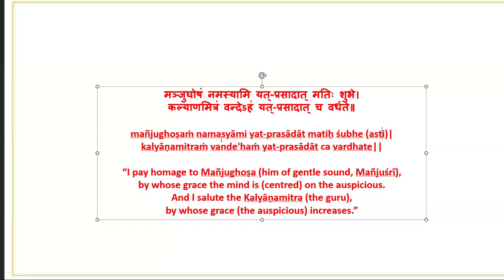So I pay homage to Manju Ghosha, by whose grace, or due to whose grace, the mind is on the auspicious, or in the auspicious. It's quite clear. And then Kalyana Mitram. So Kalyana Mitra is a Buddhist word for guru. It means the friend for Kalyana. Kalyana is again a synonym for auspiciousness, but I will explain to you in a moment what it really means. It's beautiful. But for now, Mitra means friend, and Kalyana Mitra is the friend for auspiciousness.